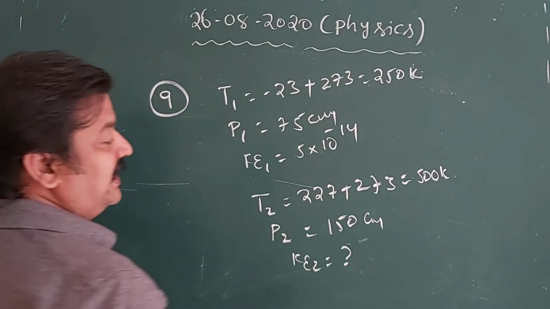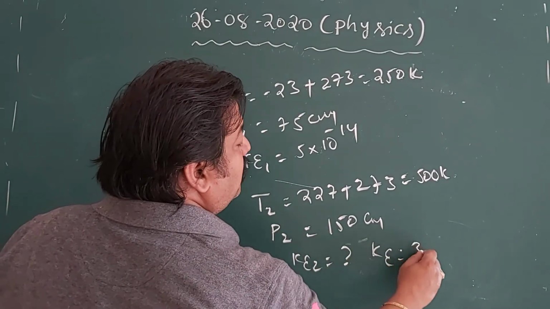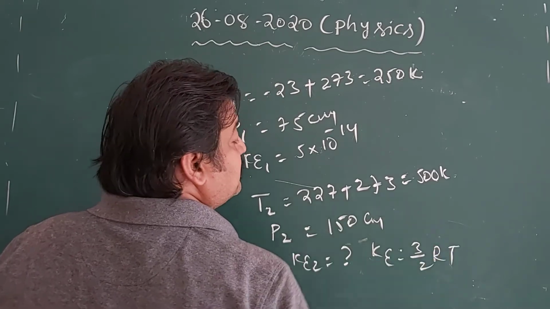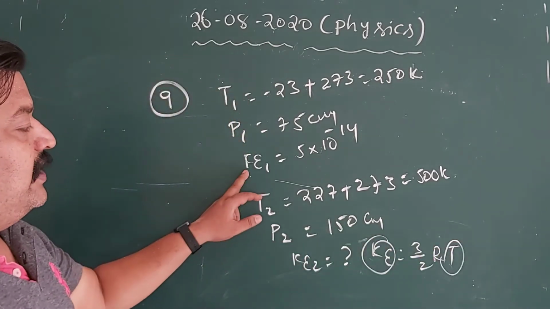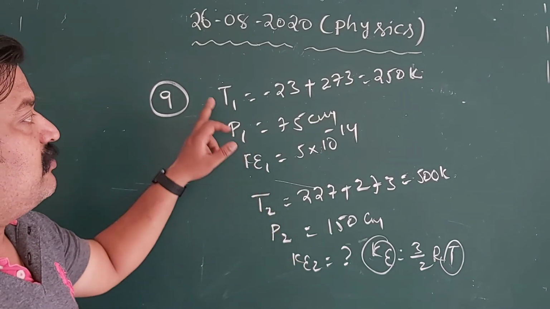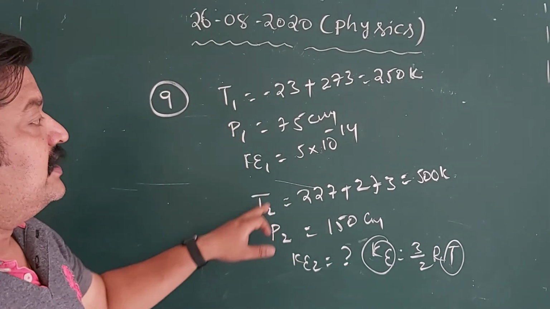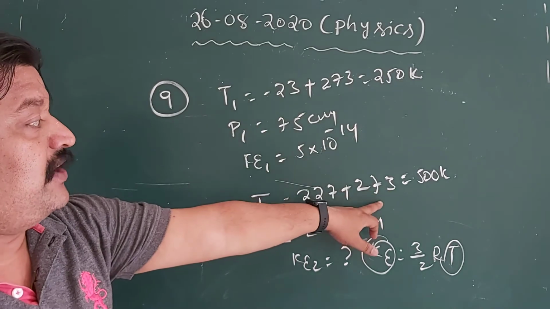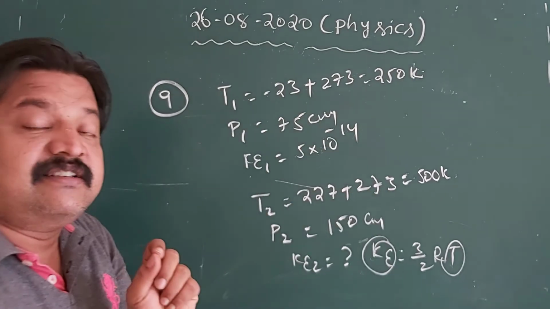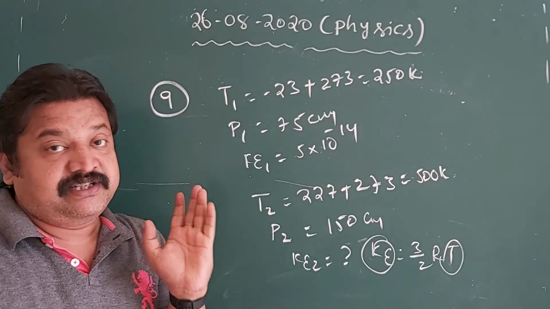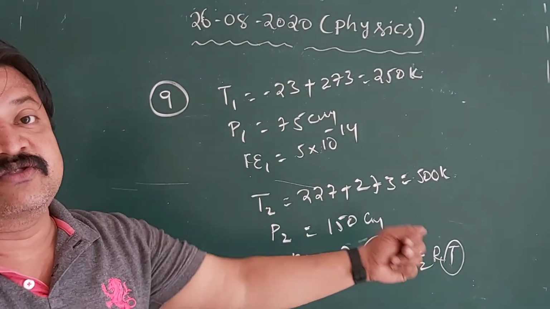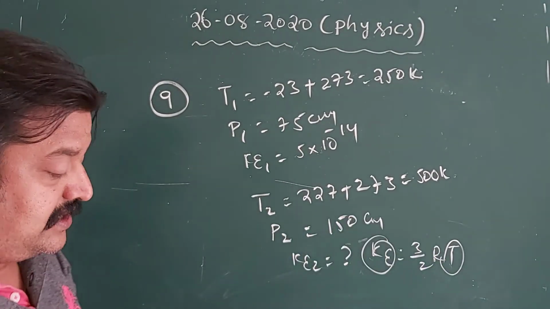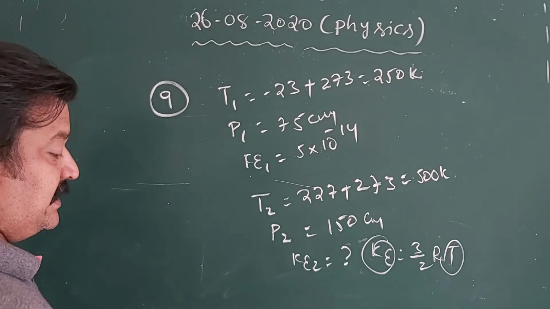We know very well KE is equal to 3 by 2 nRT. Now KE is directly proportional to T. KE1 by KE2 is equal to T1 by T2. T1 is 250, T2 is 500, because kinetic energy depends only on absolute temperature. Now by using the relation KE1 by KE2 is equal to T1 by T2, you are going to get the direct answer. Just have a look at question number 10.